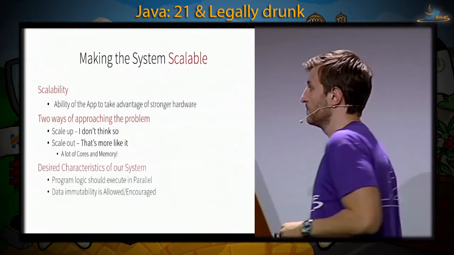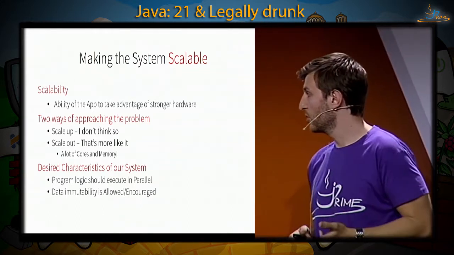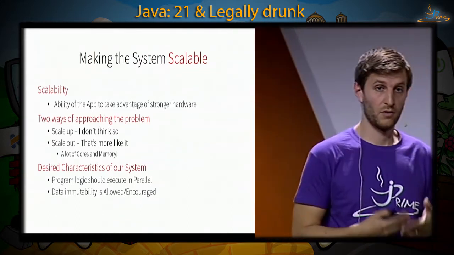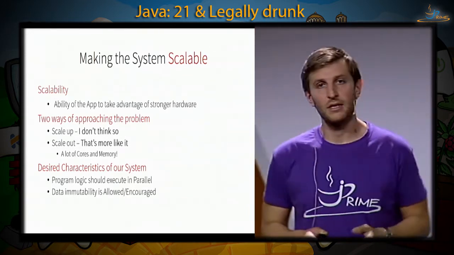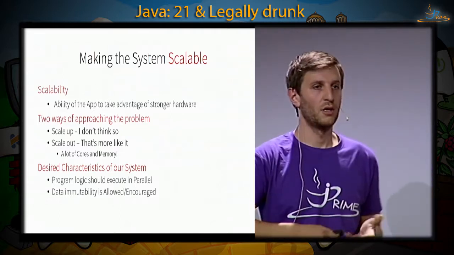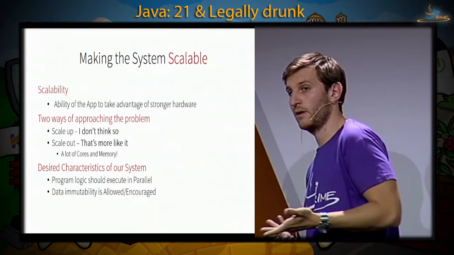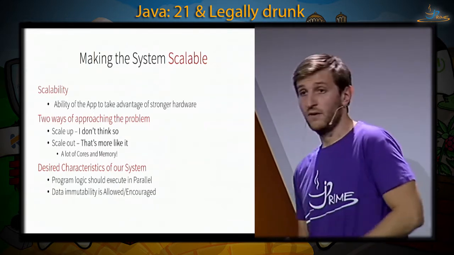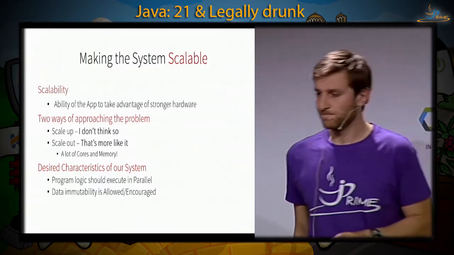Okay. So the desired characteristics of our system, of our app, would be that programming logic should execute in parallel. Why? Well, because we have a lot of cores. And that data immutability is allowed and encouraged. Why is it allowed? Well, it's allowed because we have a lot of memory, so we can afford the overhead. And it's encouraged because it's just easier to do stuff in parallel if you're immutable, right?